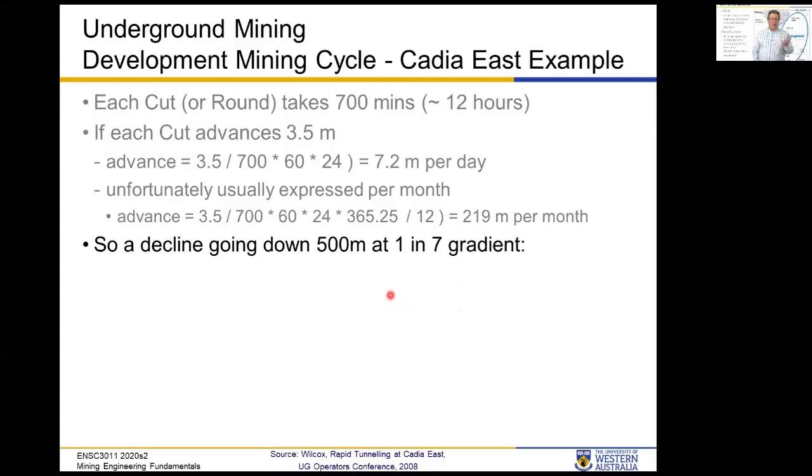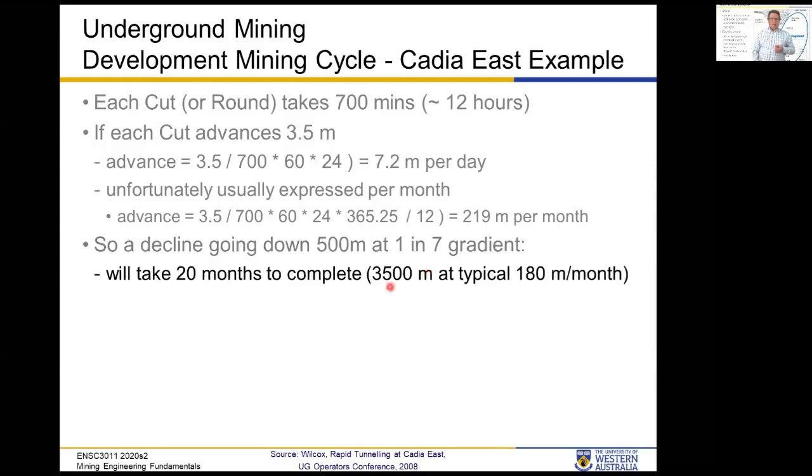If we look at a decline going down, say 500 meters, at a 1 in 7 gradient, that's 3.5 kilometers. It will take about 20 months to complete at a more typical 180 meters per month. So that's quite a long time, not nearly 2 years. So this is not a particularly quick process, and you need to plan well in advance. You can't just say, oh, let's put the decline there, we'll be there in a couple of days.